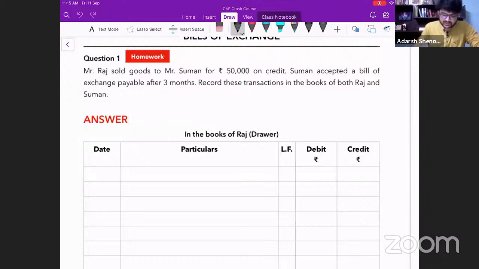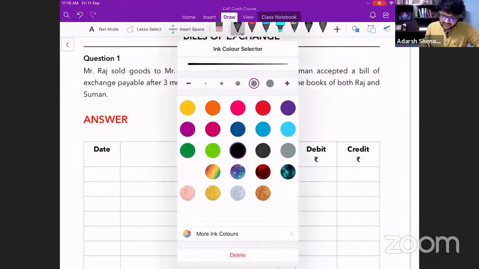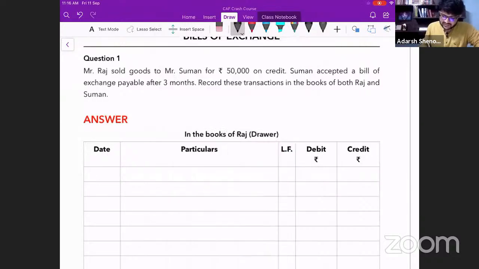Hey, don't spam. Mr. Raj, this is not a homework problem. How did this happen? Okay. Mr. Raj sold goods to Mr. Suman for rupees 50,000. Suman accepted a bill of exchange payable after 3 months. Record these transactions in the books of both Raj and Suman. Okay, it is anyway homework because all of us are at home only. So it's technically not wrong.